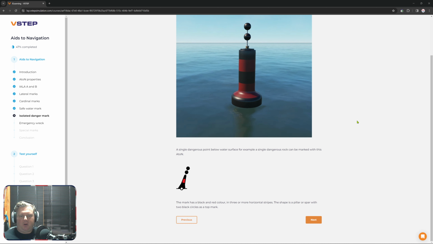Isolated danger mark. A single dangerous point below the water surface, for example, a single dangerous rock, can be marked with this AtoN. The mark has a black and red colour in 3 or more horizontal stripes. The shape is a pillar or spar with 2 black circles as a top mark.